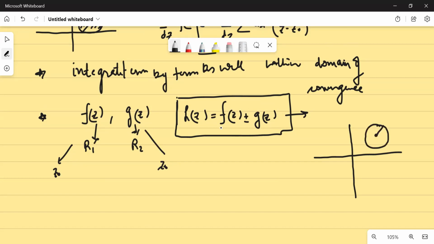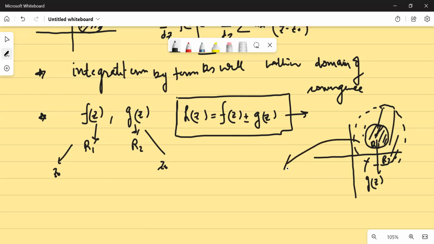At z naught, function f(z) can be expanded such that the radius is r1. And let's say function g(z) can be expanded about z equal to z naught, and let's say entirely the radius is r2. Now, what is the problem? This particular function g(z), its power series is completely valid in this particular region. However, you'd find that f(z) is not analytic, or f(z) cannot be expressed in terms of power series for all these points.